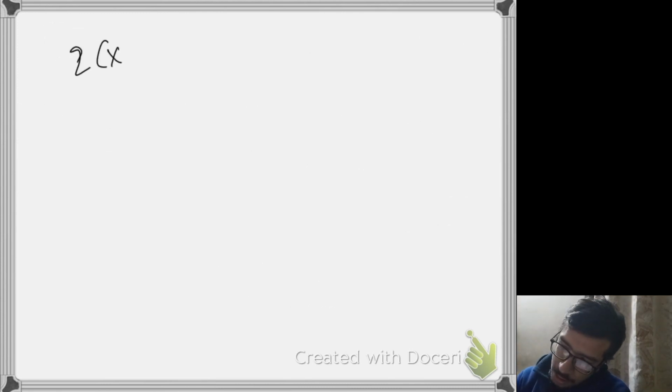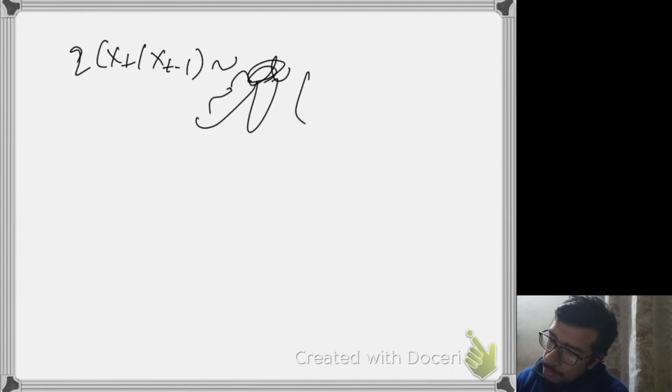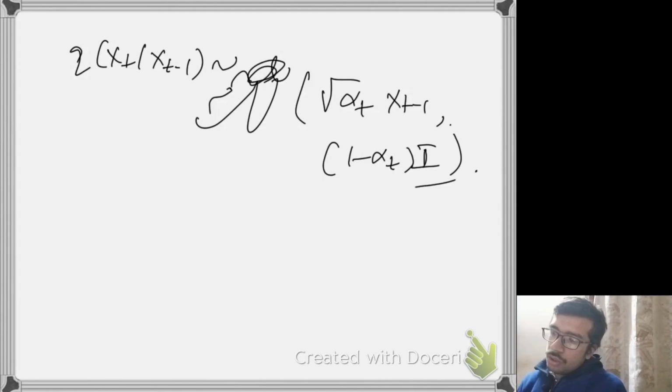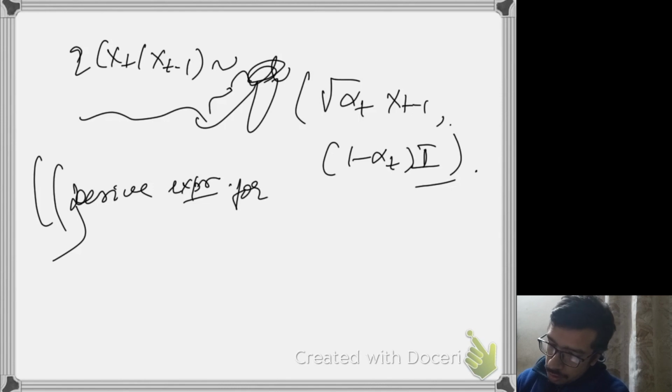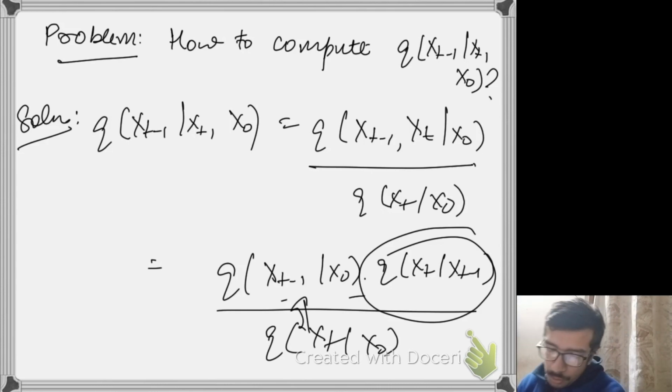We have defined q(x_t | x_{t-1}) as normally distributed with mean root alpha_t x_{t-1} and covariance (1 - alpha_t) times identity. Using this we can derive an expression for q(x_t | x_0), and for generality, I'll also get the expression for q(x_{t-1} | x_0), and then we can substitute them over here in order to get the distribution of q(x_{t-1} | x_t, x_0). Okay, so let's try to do that.